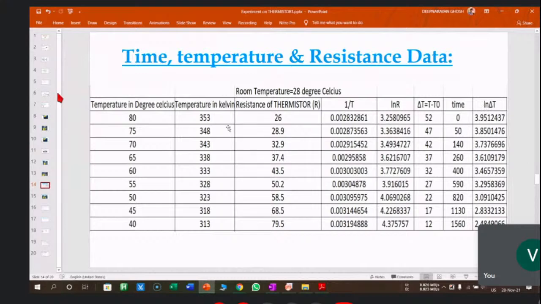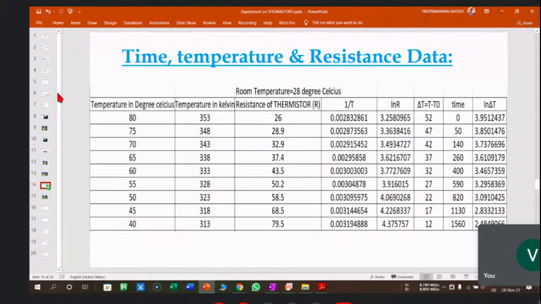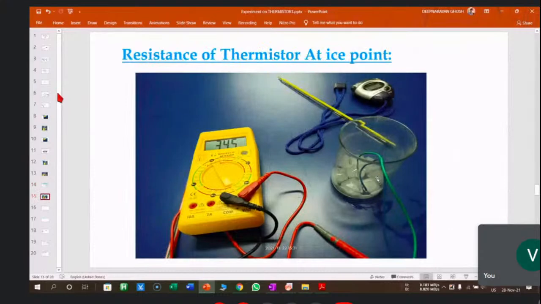So these are the data I have taken. To verify the accuracy of my calibration, I put the thermistor into an ice bath, which means its temperature is now about 0 degree centigrade, and its resistance I have taken as 345 ohm.